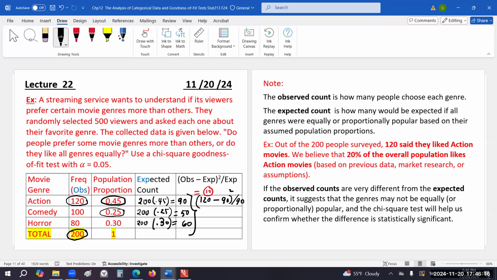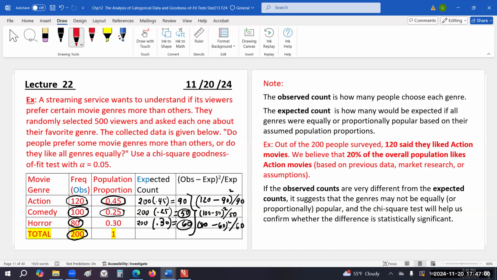The next one is the same thing. You do 100 minus 50, square the quantity, divided by 50. And the last one we have 80. So 80 minus expected is 60? We square the quantity and we divide by 60. So let me know the number. Whatever number you have, we are going to add them at the end. So let me add this here.